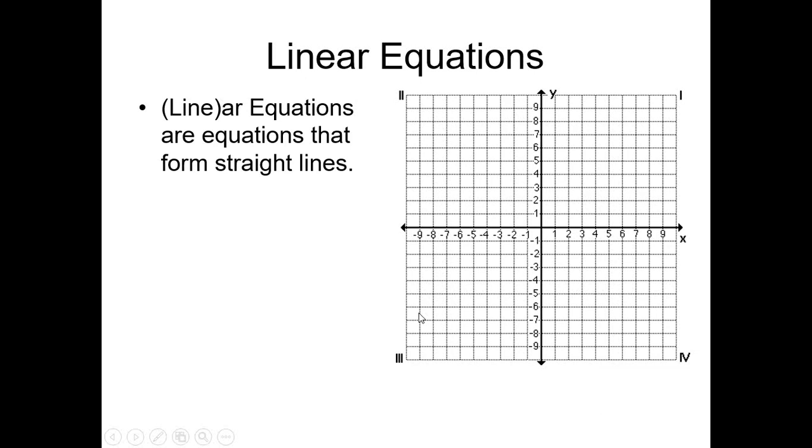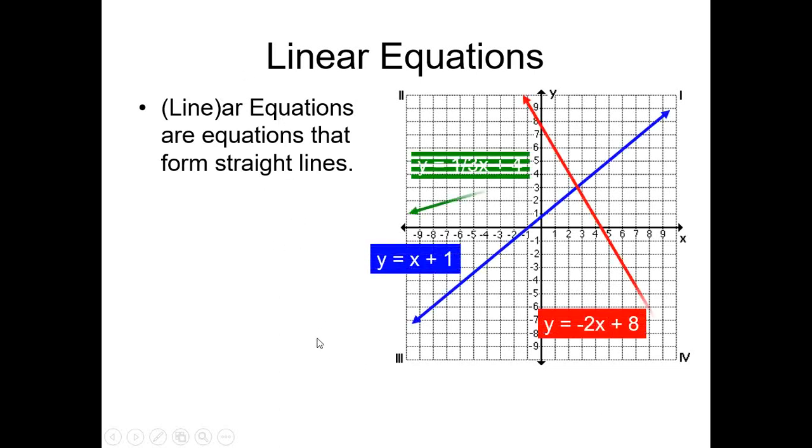Linear equations. We're talking about slopes and everything else. Linear equations are equations that form straight lines, with a slope and a y-intercept. This is y equals mx plus b. 4 is where it crosses the line. 1/3 is how much it goes up and over, all right?